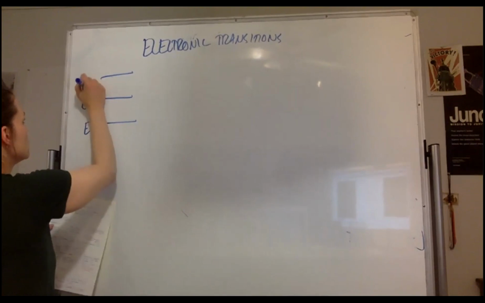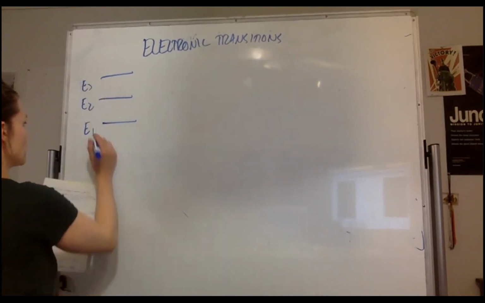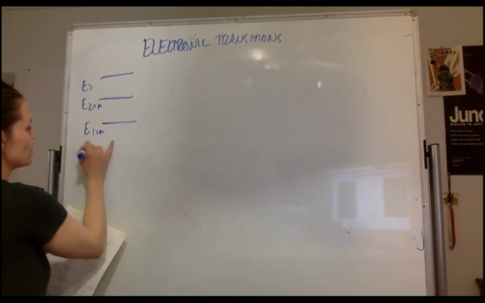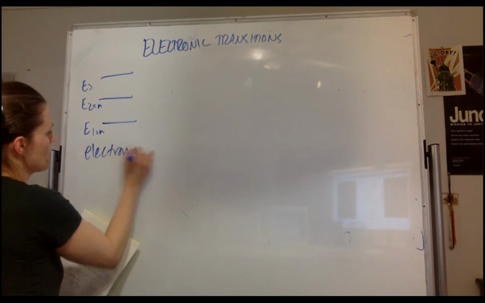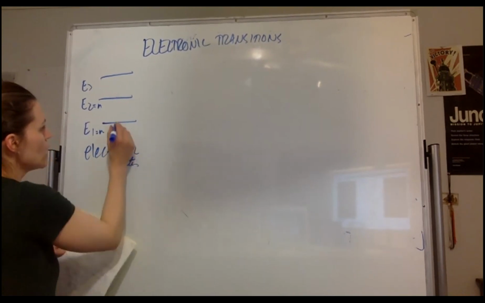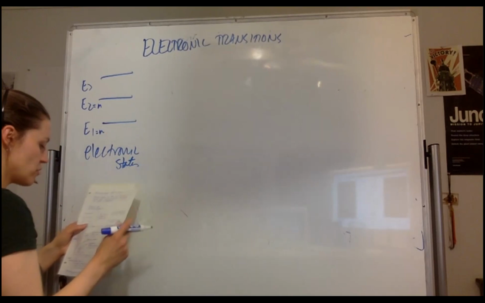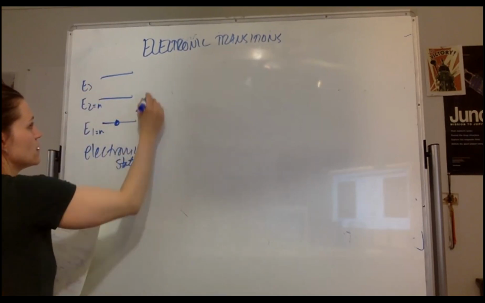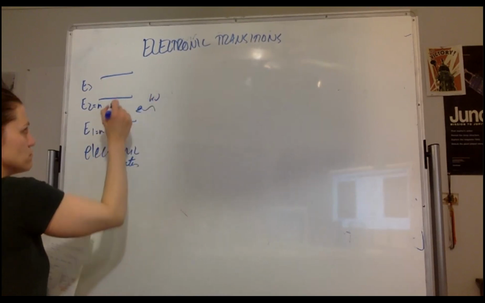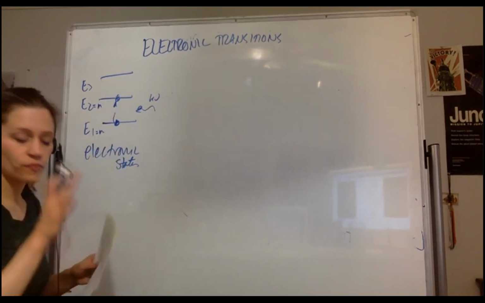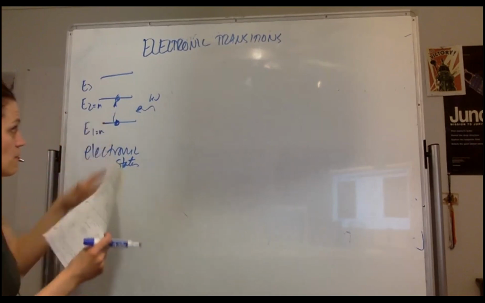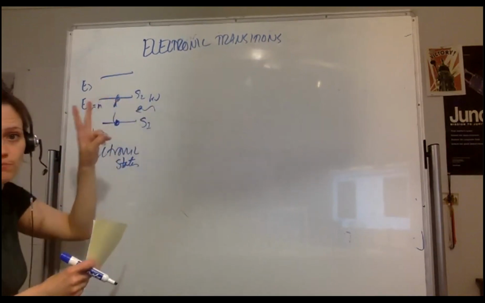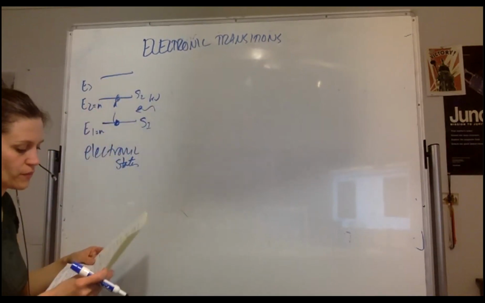E1, E2, E3. So this is n equals 1, n equals 2, n equals 3. These are electronic states. And so what we want to do is include, so you've seen this hopefully, where you've got an electron, a photon comes in, and then it jumps up to a higher energy level. So if we take this, I could say that this is S1 and this is S2, and it's jumping to the next higher energy level.